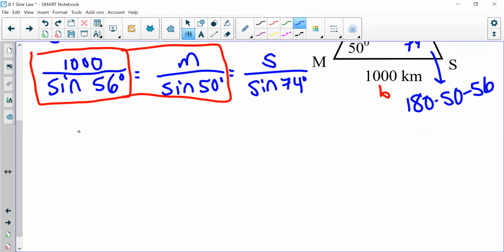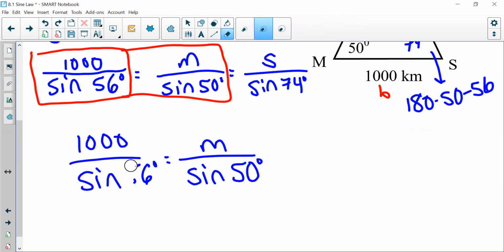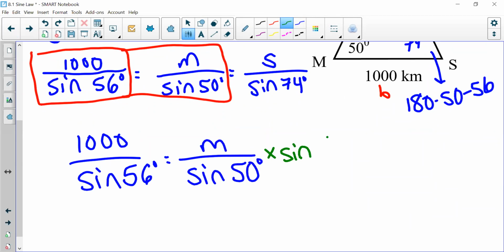So I'm just going to rewrite these two parts. I have 1,000 over sine 56 equals M over sine of 50. What's my variable? What am I solving for? M. How is the sine of 50 attached to M? Because you're dividing it. Okay, so what's the opposite of division? Multiplication. So I'm just going to multiply by sine of 50 to get rid of it.